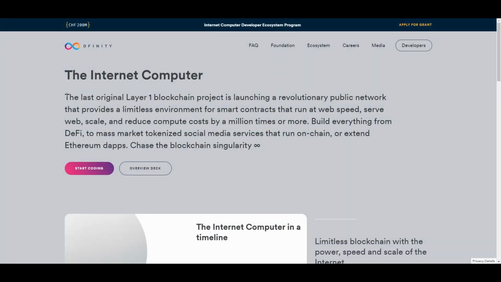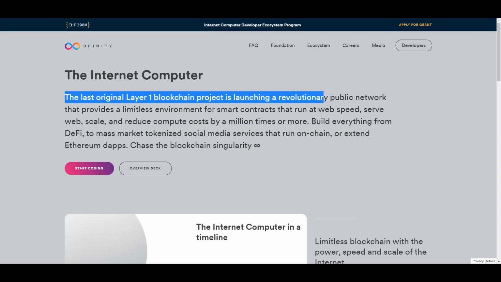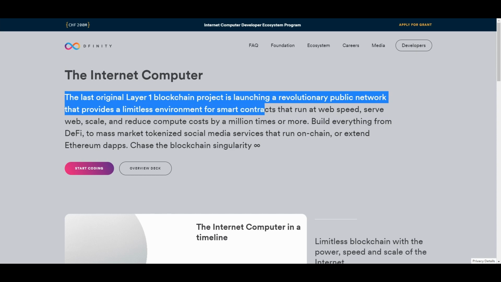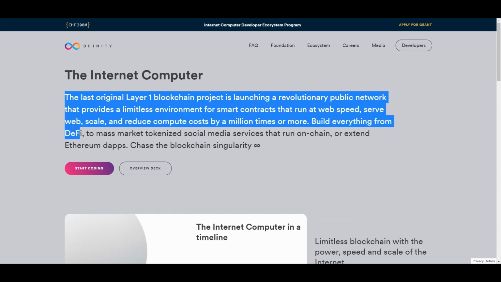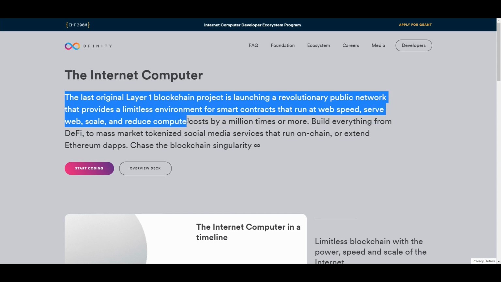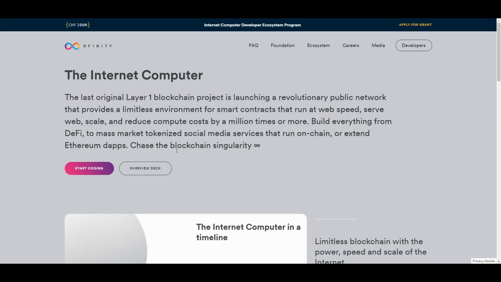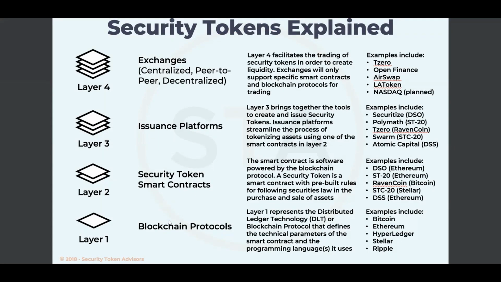The Internet Computer is supposedly the last original Layer 1 blockchain project that is launching a revolutionary public network which provides a limitless environment for smart contracts that run at web speed, serve web scale, and reduce compute costs by a million times or more. For those who don't know what Layer 1 architecture is, it is simply the hardware layer that has the underlying blockchain technology, meaning Internet Computer isn't based on another blockchain protocol.